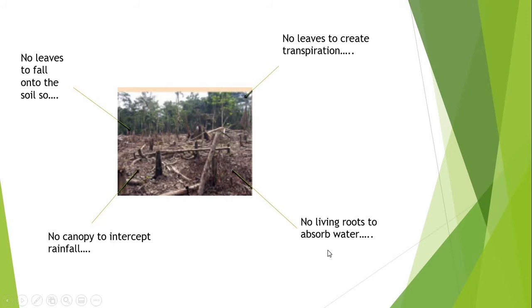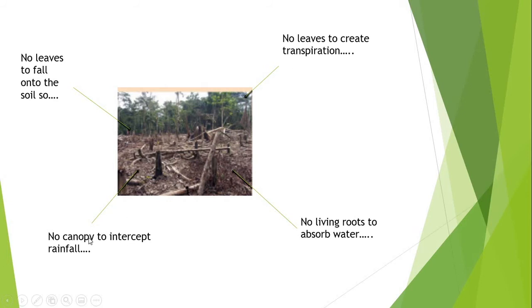Number two, no living roots to absorb the water. If they're all cleared from this land, you have no chance of trees regrowing. The soil is going to be more loose again because there's no roots to hold it in place, and this will lead to the same problem. You're going to get water stuck in the earth, which is going to make it soft, which is going to give it more opportunity for a mudslide or flooding.